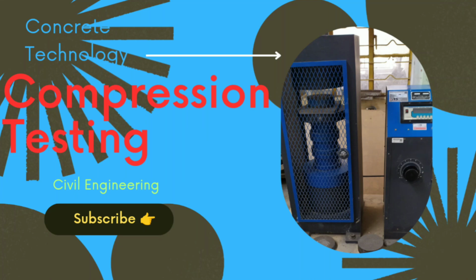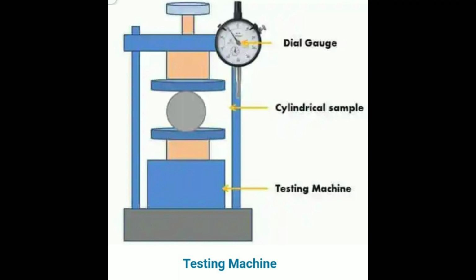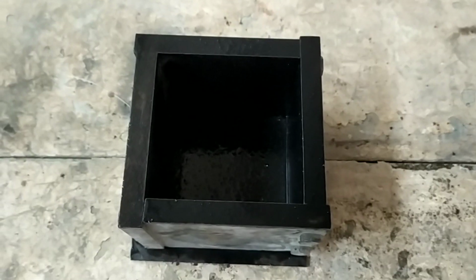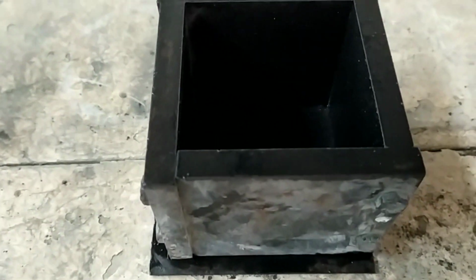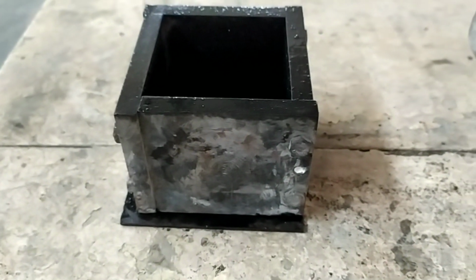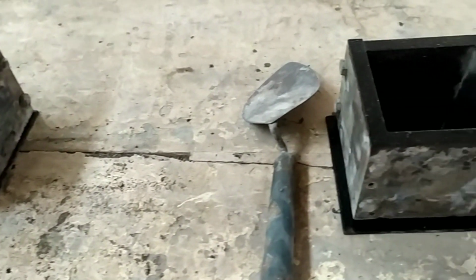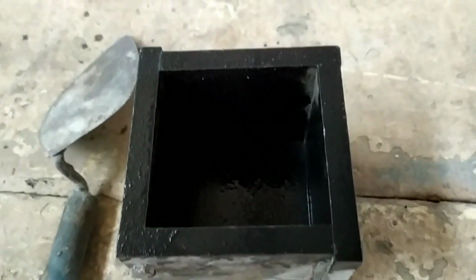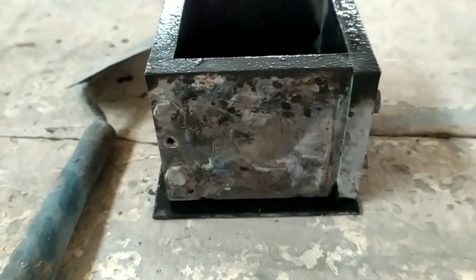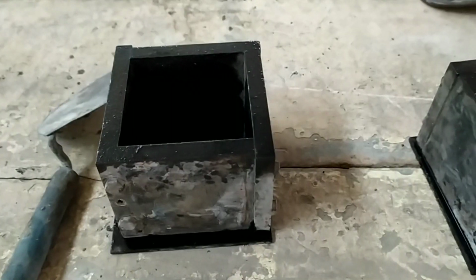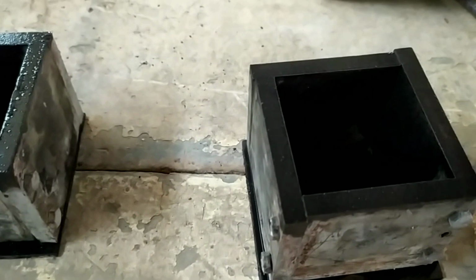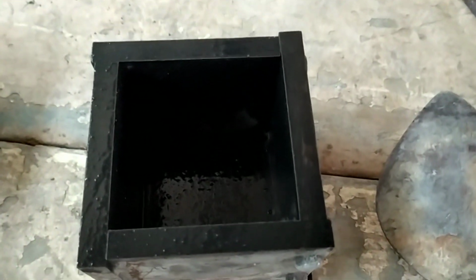Hello everyone. Today we are going to see how to calculate the compressive strength of cement mortar cubes. So this is the testing machine. These are the molds of size 70 mm by 70 mm, and these are the trowels, and this is another cube. This is another cube of size 70 mm by 70 mm, and that is the third cube, 70 mm by 70 mm.